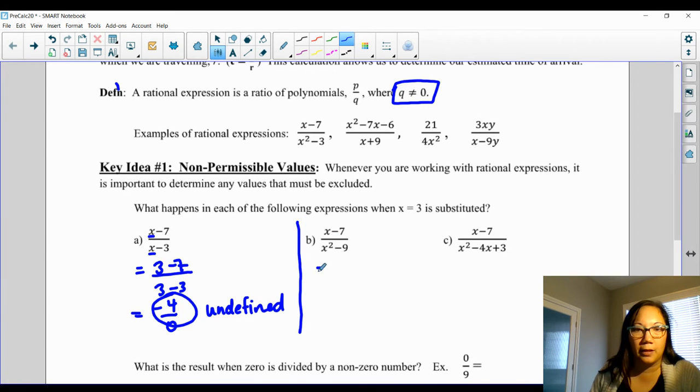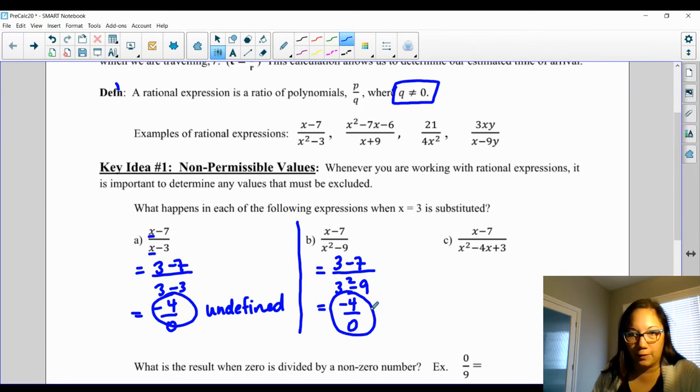Okay, let's say we put a 3 in for x here. Then we would get 3 minus 7 on top again, and then 3 squared minus 9. So 3 minus 7 again gives us -4. 3 squared is 9. 9 minus 9 is 0. So once again, we've got the -4 over 0, which is undefined. Again, not allowed. Okay, let's take a look at C. Putting in a 3 for x once again.